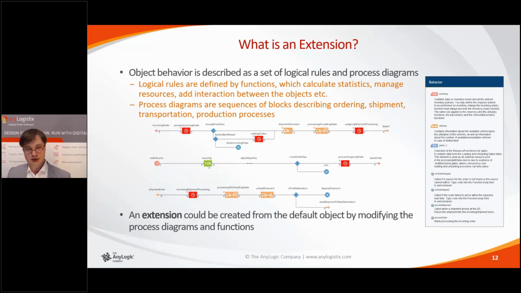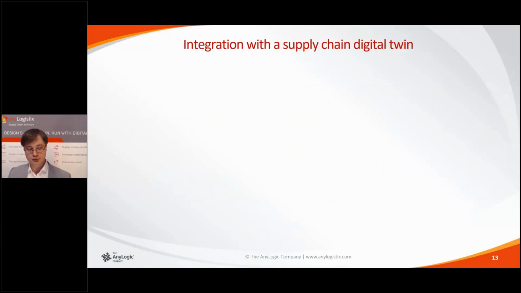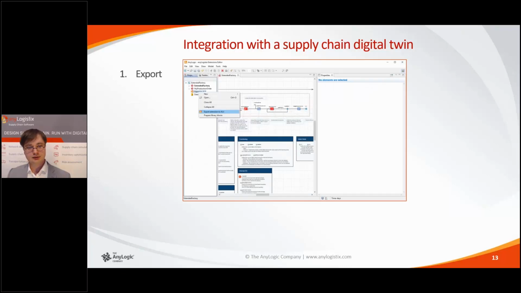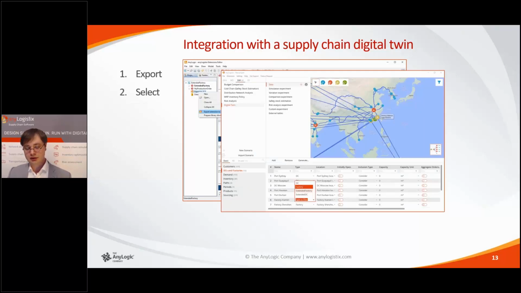After you've created such an extension, you need to put it back to your supply chain model or a digital twin of your supply chain. And it could be done quite easily. So first of all, you export it back to anyLogistix. Then you go to a corresponding table. For example, this is in factories. Then you select the new model, the new extension you just created. And it's done. So 3 simple steps.